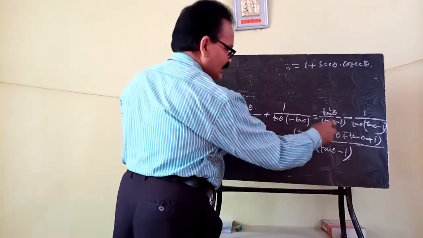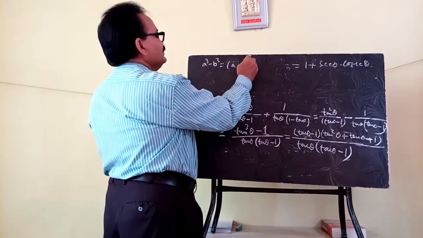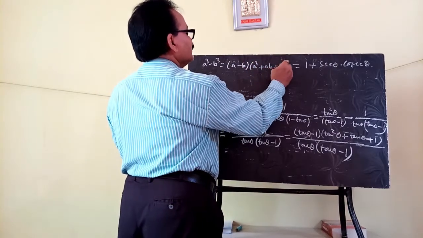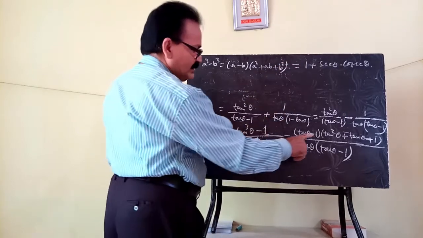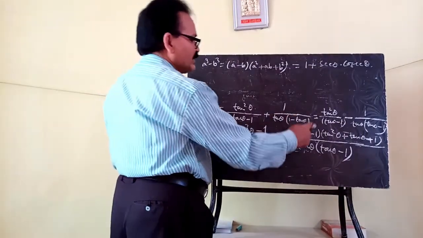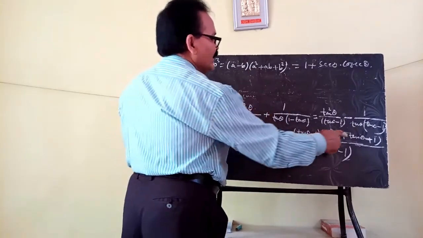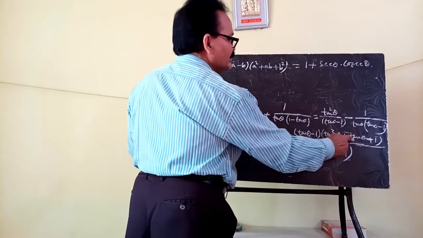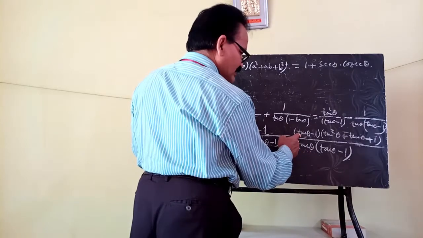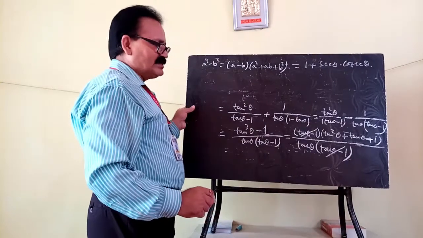In this case I have used the formula a cube minus b cube is a minus b into a square plus ab plus b square. So here a is tan theta and b is 1. So tan theta minus 1, then tan square theta means a square, and tan theta into 1 is tan theta, and 1 square is 1. Clear? So here tan theta minus 1 and tan theta minus 1 cancel each other. So only tan theta is left in the denominator.